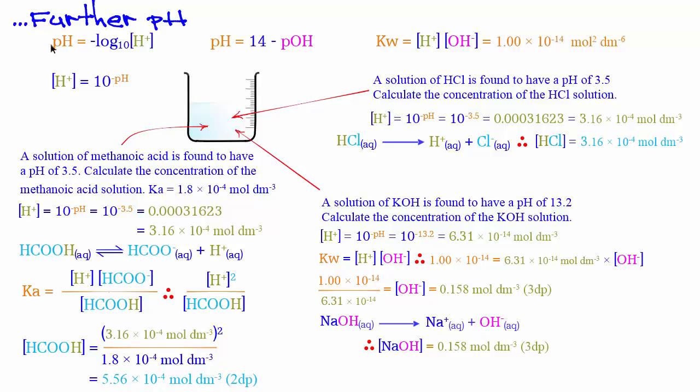pH. Take this over to that side. The minus goes over first, minus pH. Log to the base 10 to the other side gives you 10 to the power of whatever's over there. 10 to the minus pH is equal to the H plus concentration. These formulae are extremely important for the exam.